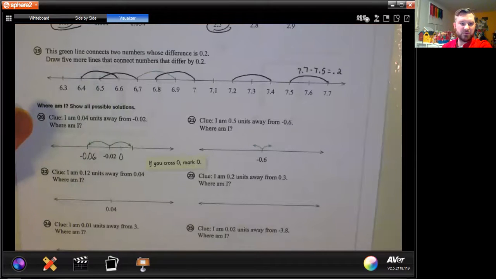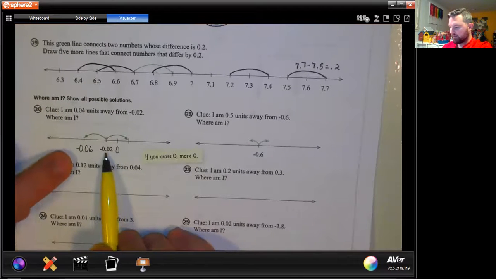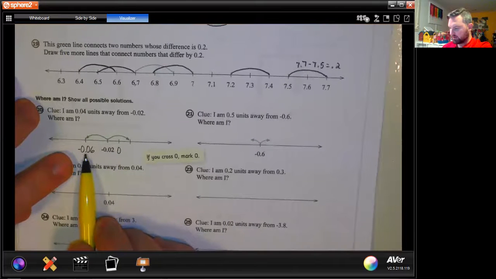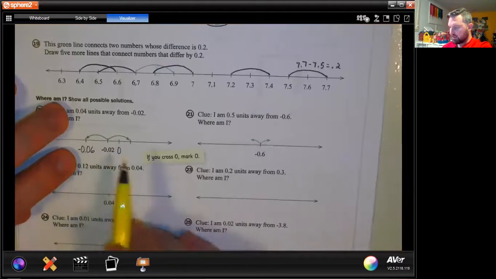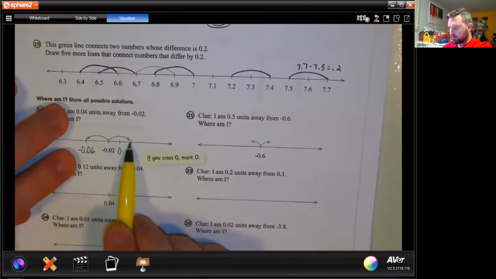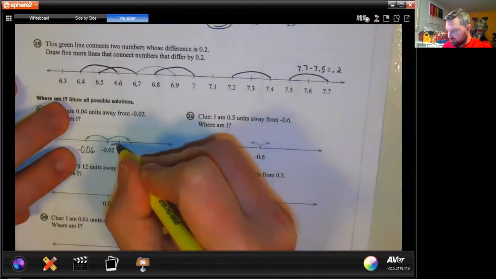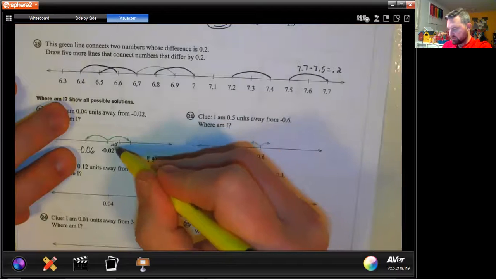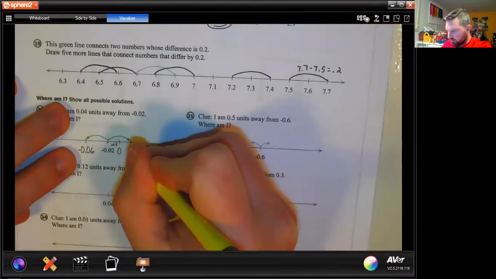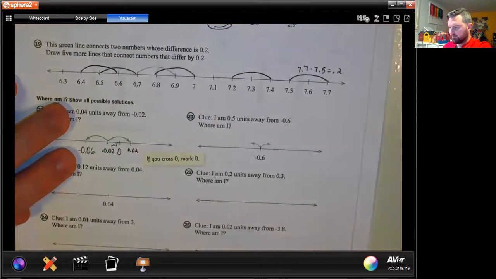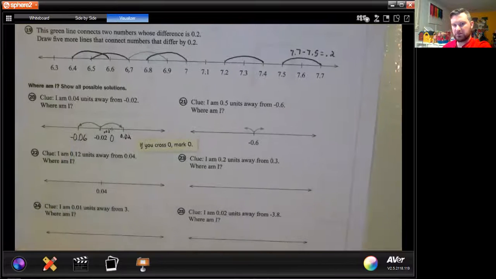So I am 0.04 units away from negative 0.02. Where am I? Okay, so you have negative 0.02, and you're going to go minus 0.04, and then you got negative 0.02 plus 0.04. Well, from here to here is 0.02. And then from here to here, you have another 0.02. So this one is 0.02 for a total of 0.04. Okay. If you cross a 0, mark a 0. Because we want to look at those distances separately.